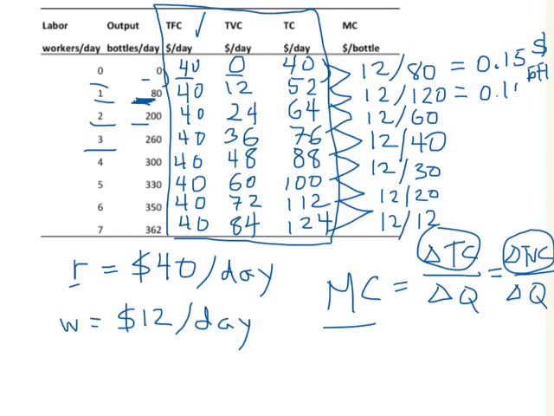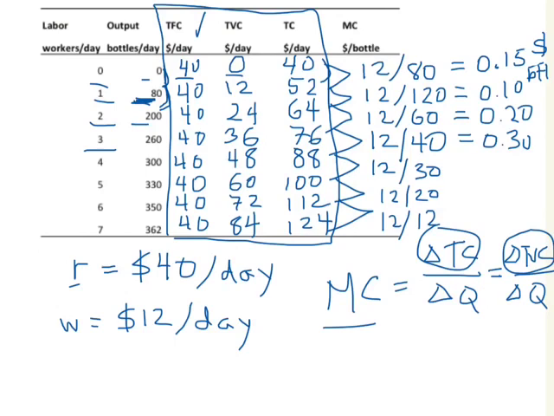Then notice that marginal cost falls. That's because marginal product rose as we move from 80 to 200. But then we're in a range of diminishing marginal product. So we're going to need 20 cents before we're willing to supply 200 bottles to market. 30 cents before we're willing to supply 206.